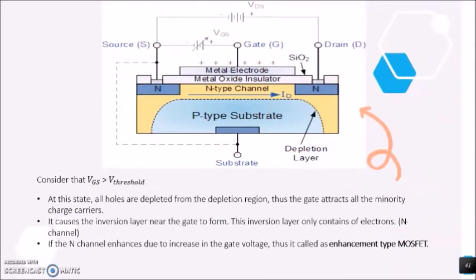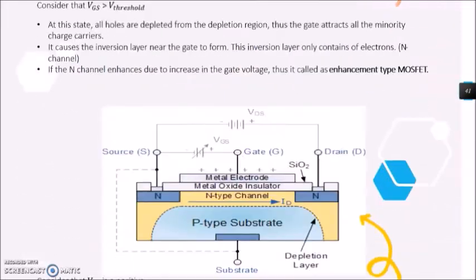Next, consider that VGS is greater than V threshold. At this state, all holes are depleted from the depletion region. Thus the gate attracts the minority charge carriers. It causes an inversion layer to form near the gate. This inversion layer contains only electrons, forming the N-channel. If the N-channel is enhanced by an increase in the gate voltage, it is called an enhancement type MOSFET.